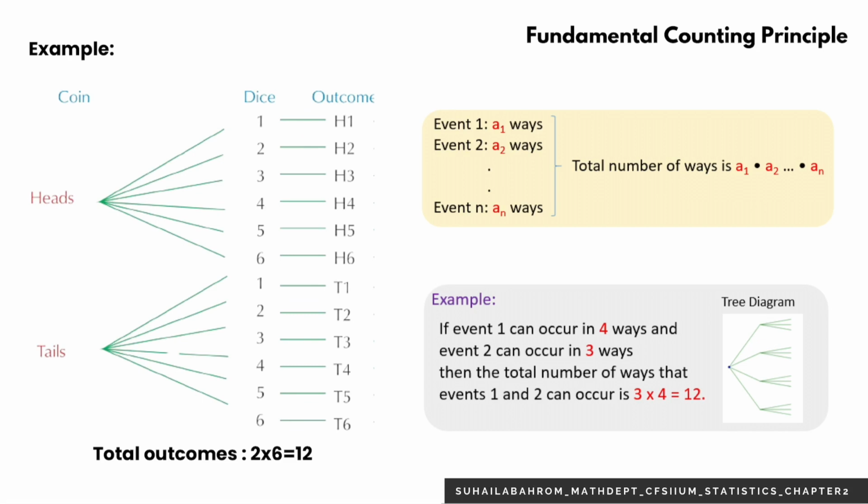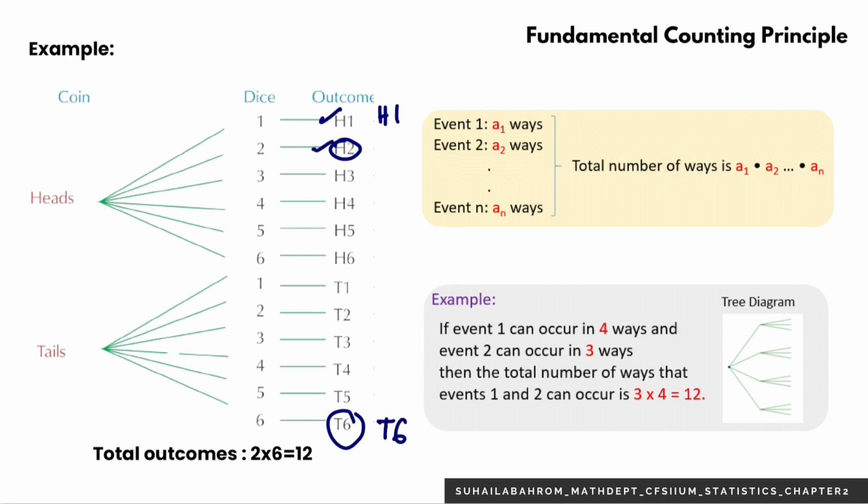Let's say we have another example here. We toss a coin and then roll a dice. The possible outcomes when we toss a coin are head and tail. For rolling a dice, the possible outcome is either 1, 2, 3, 4, 5, or 6. This is one of the outcomes: you get head and then a dice with the number 1. And then head 2, and so on, until the last one where you get tail and then a dice with the number 6.